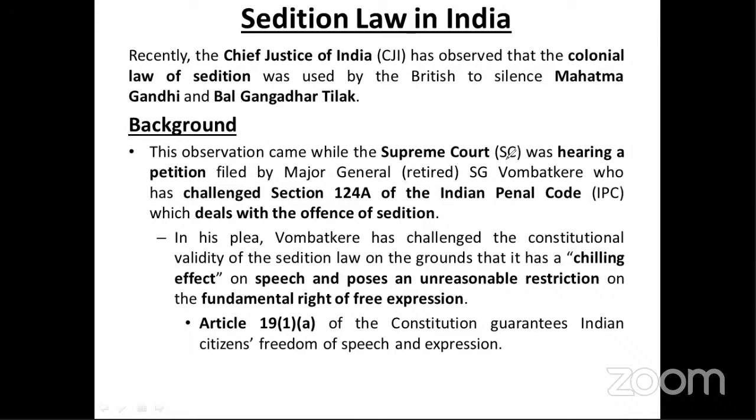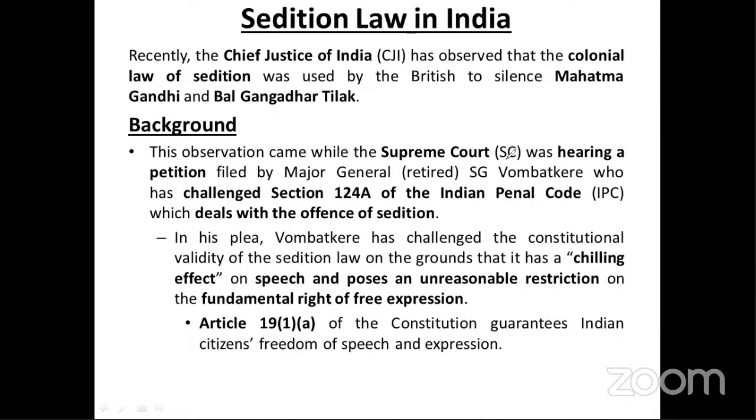So why is this in the news? Because recently the Chief Justice of India said that it is a colonial law. Colonial means the British government, who used this law to silence Mahatma Gandhi. Still, in present time, the government of India is using the sedition law. The purpose is the same: to silence those who are raising their voice against government policies.